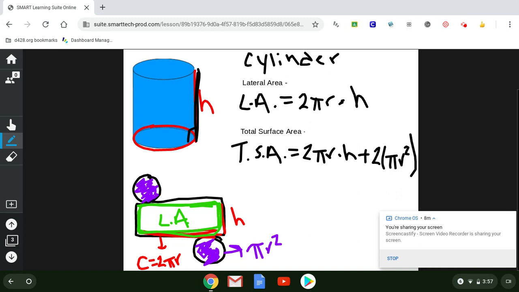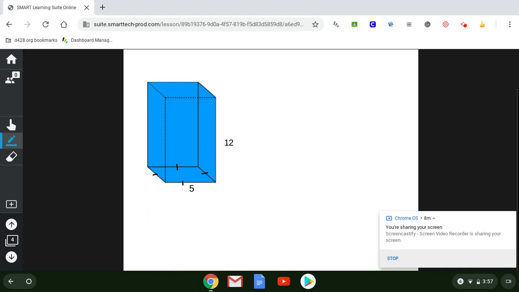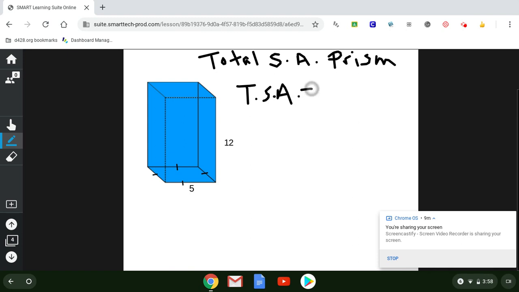All right, so let's do a couple example problems to try out these formulas. The first is a prism. So we're going to find the total surface area of this prism. Okay, so remembering that the TSA for a prism is equal to the perimeter times the height of the solid plus 2 times the area of the bases. That's why it's capital B, because it's the area of the bases. So I have to find those things and put it in.